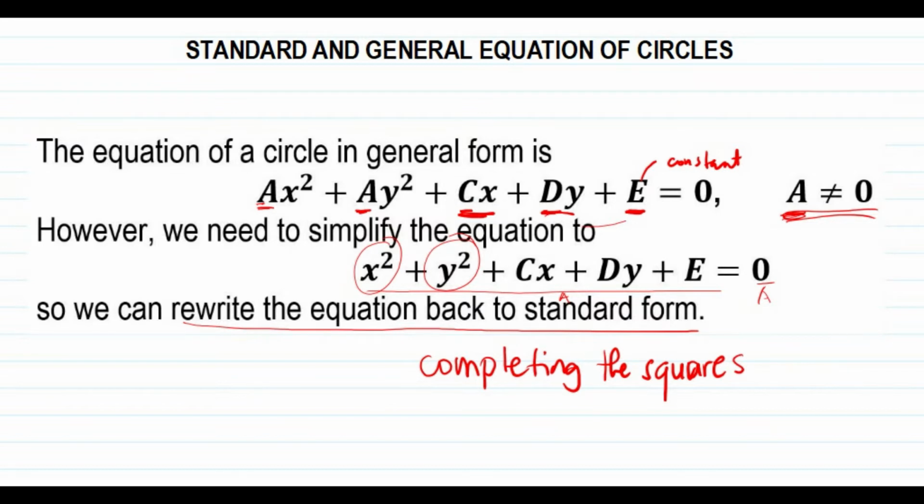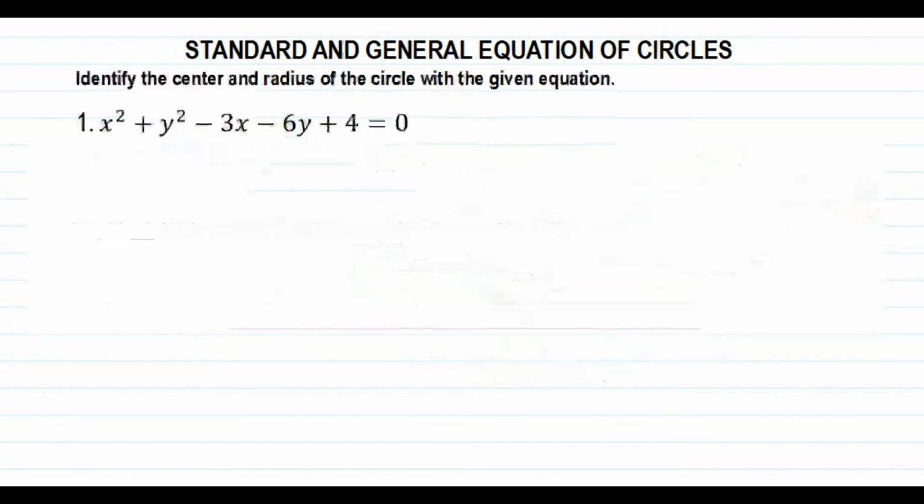Okay, so yan yung general form ng circle ha. Papansin nyo, pareho ang kanilang numerical coefficient ng highest exponent, which is squared or 2. Exponent 2. Next slide. We need to identify the center and radius of the circle with the given equation.